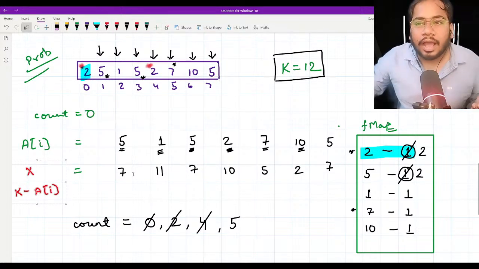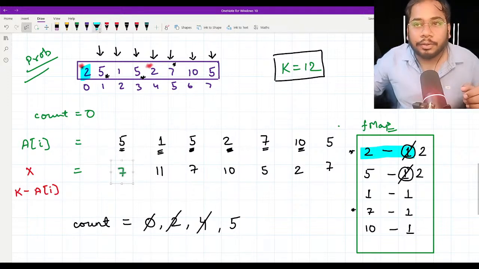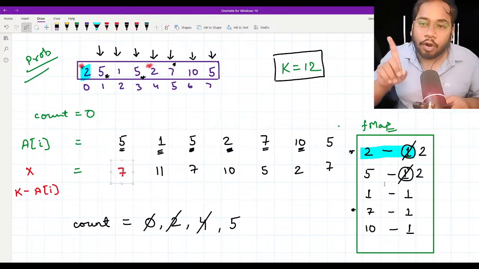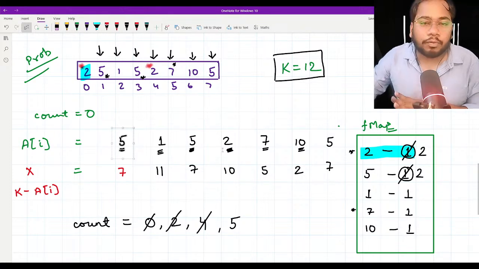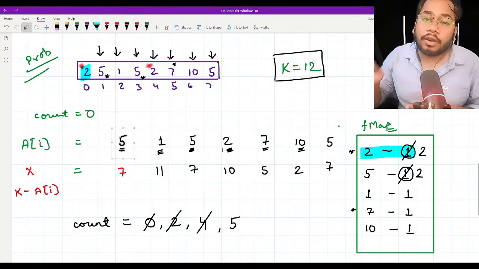We will check whether the second value is present in the frequency map or not. If that is not present, then do nothing. Just what you have to do is put this in the frequency map with some frequency. Suppose it is already there, then you will increment the frequency. If it is coming the first time, then you will put it with the frequency 1.